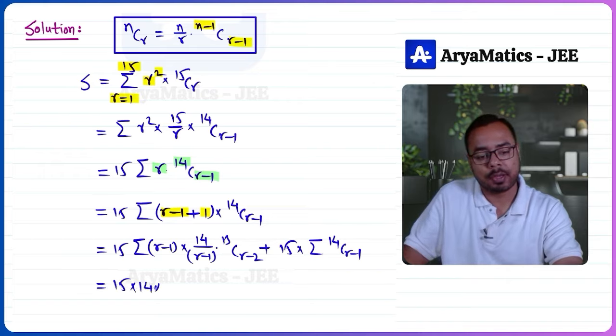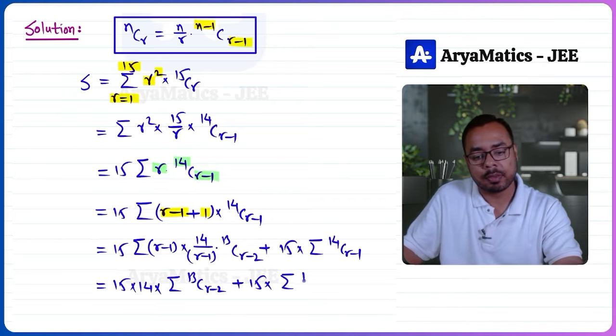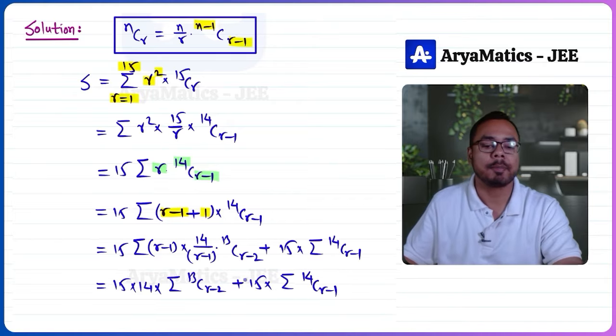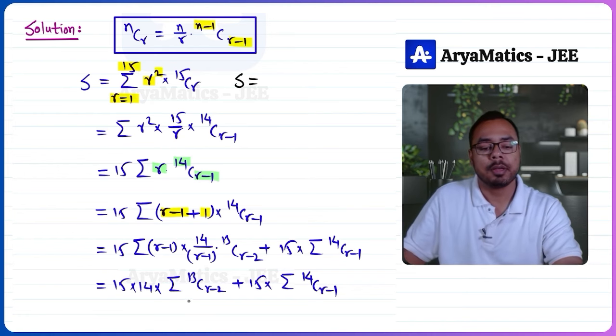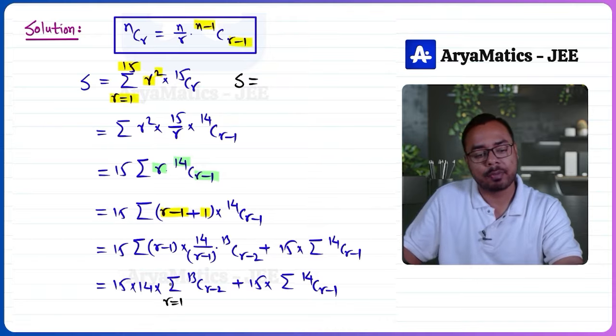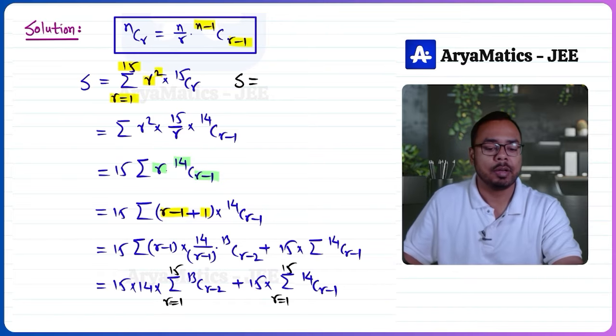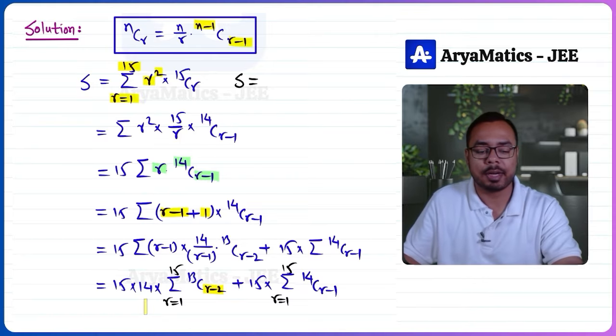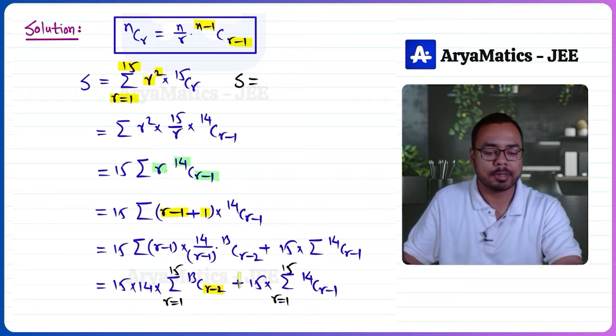15 into 14 into sigma 13Cr-2, and the other term will be 15 into sigma 14Cr-1. Now we can write the sum of this series. Remember, r is starting from 1 up to 15. Here the limit for r will start from 1 to 15. Here also the limit for r is from 1 to 15. Now if you take 1, then obviously you will get negative 1 here, which is meaningless. So we'll start from 2. At 1 we are getting a meaningless term.